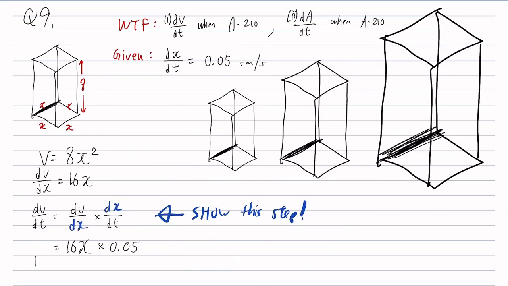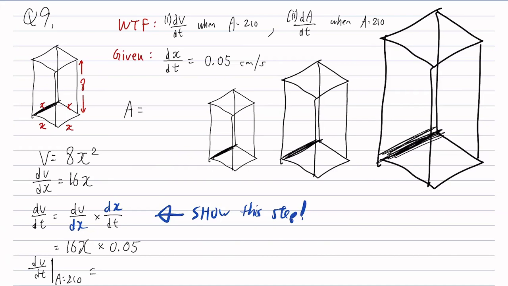And then finally, dV by dt equals to, when what? When A equals to 10. Wait, there's no A to sub in there. We need to figure out what's the formula for A. Total surface area.